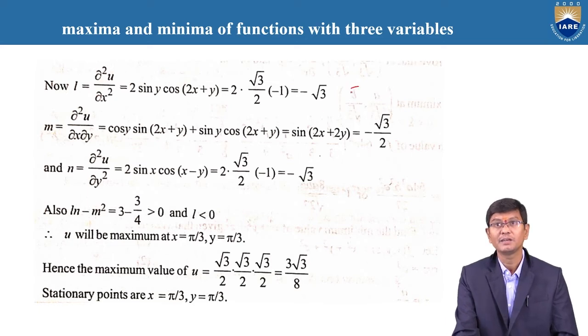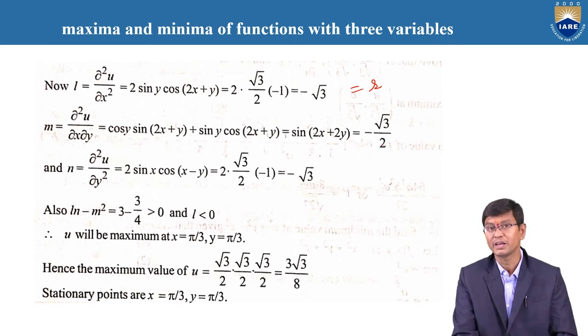R is nothing but the del square U by del x square, that is 2 into sin y into cos of 2x plus y. And we know that x is equal to pi by 3 and y is also pi by 3. Therefore, the 2 into sin y is 2 sin pi by 3, and that pi by 3 value is root 3 by 2.